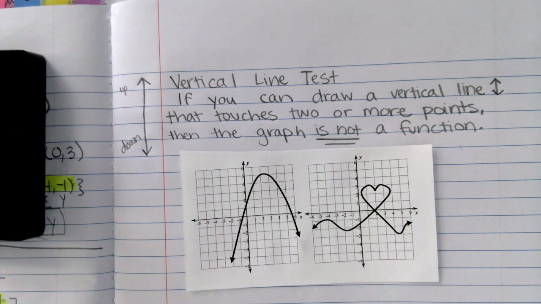So as soon as I know that I can draw a line that touches that graph more than once, what do I know? There's a problem and there's nothing we can do to fix it. It's so sad. It's just not a function.